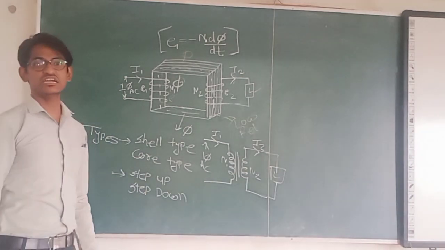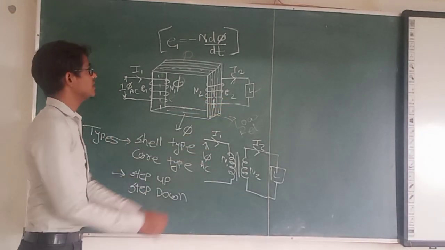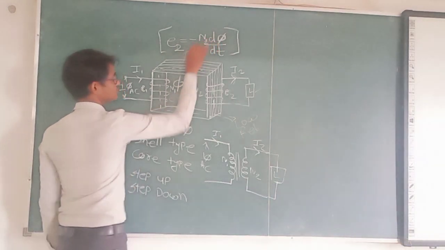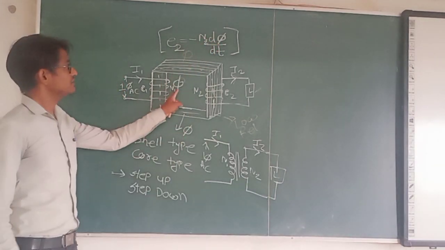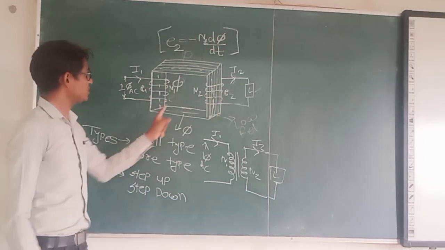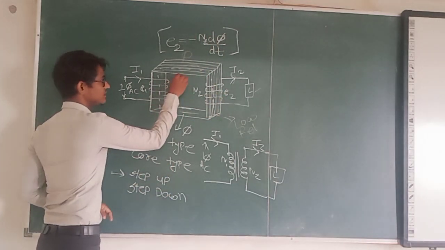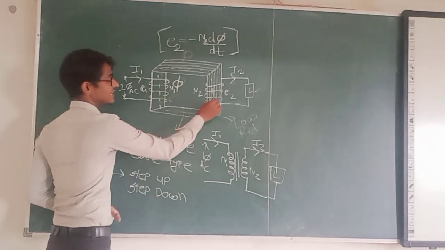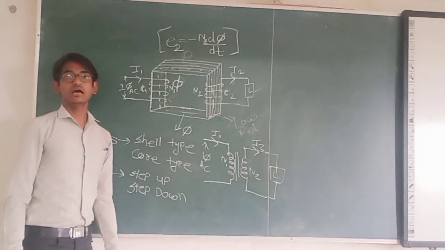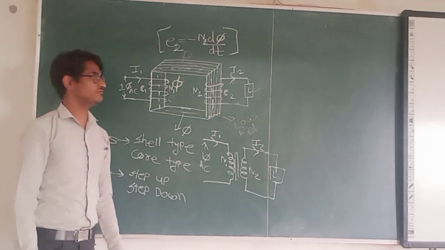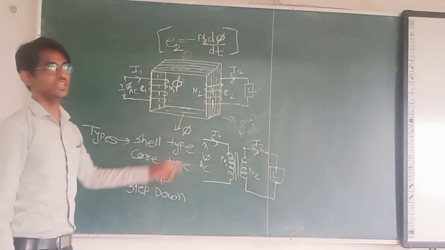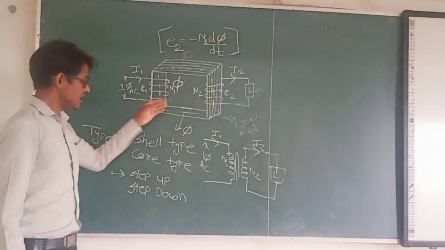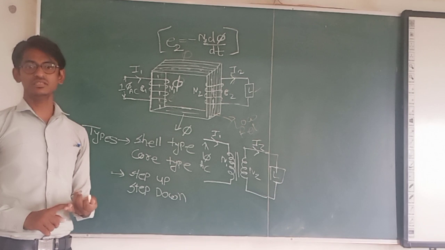And if we consider the secondary winding, it is represented as E2 with number of turns N2. But the flux changes remain the same, because the flux produced in the primary winding, phi, is the same in the secondary winding, because we consider the ideal condition here.